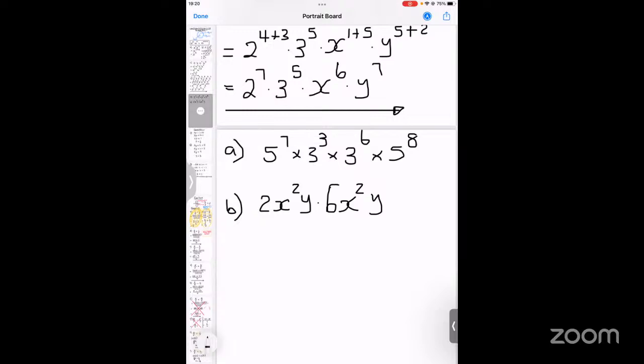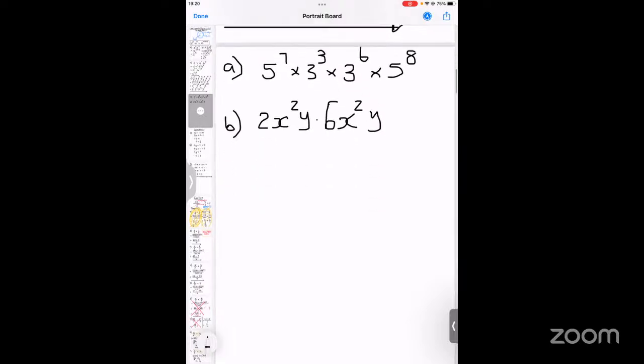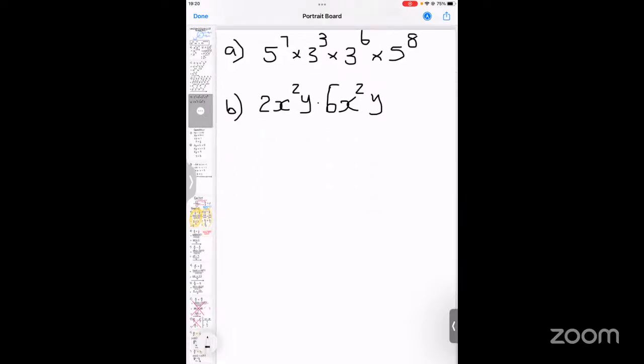This one is 6. Yes, can you see those two problems, Manahil, A and B? Manahil, are you still there? Yes, sir, I'm still here. Yes. Are you working on them? Yes. Okay, then it's fine.